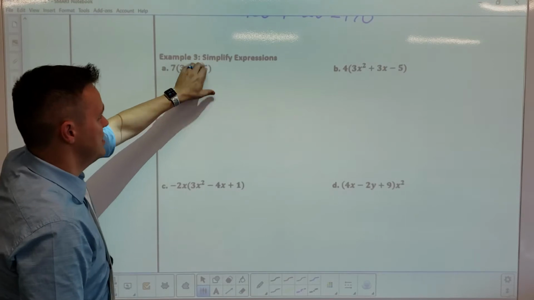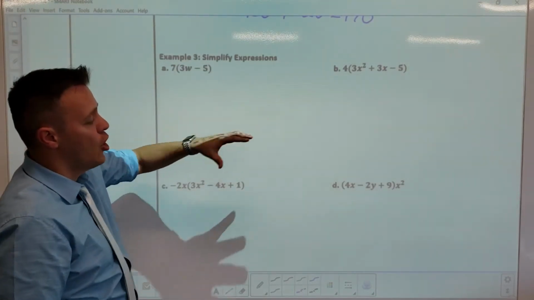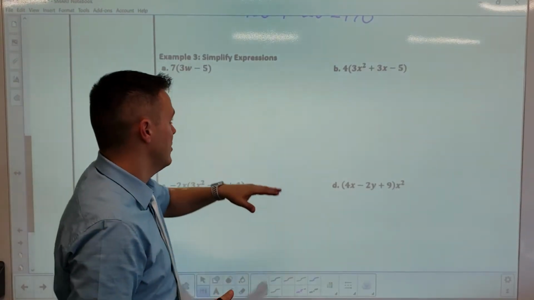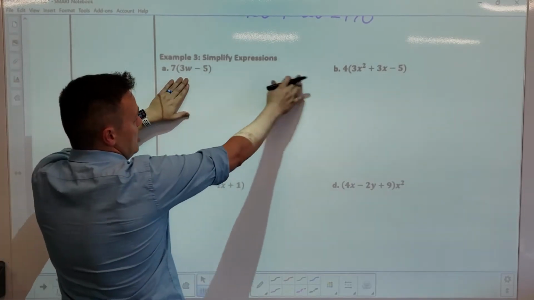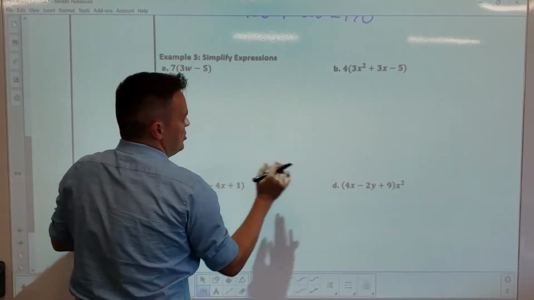All right, evaluate these expressions. So what I want you guys to do is go through these, try to figure it out yourself. So I'll do this A, you're going to do B, I'll do C, you do D.